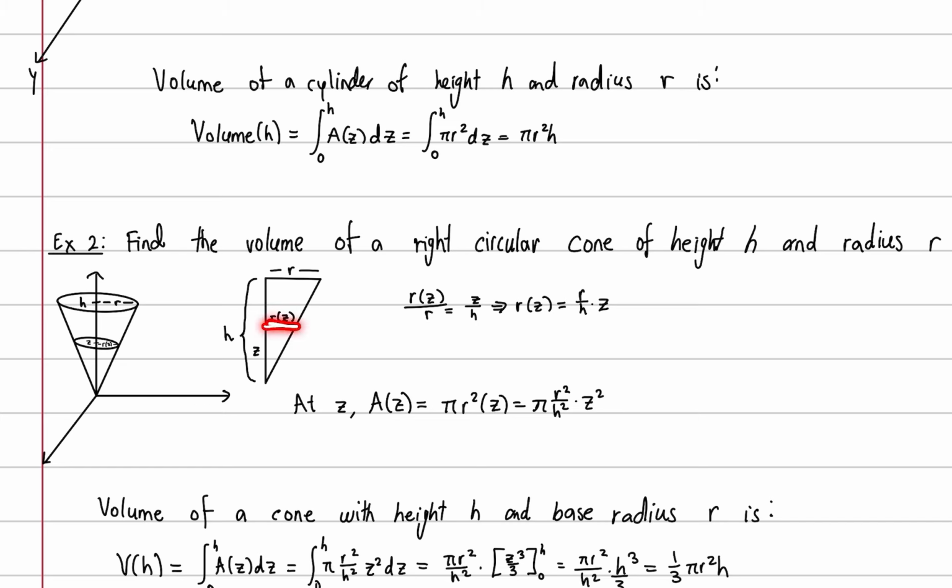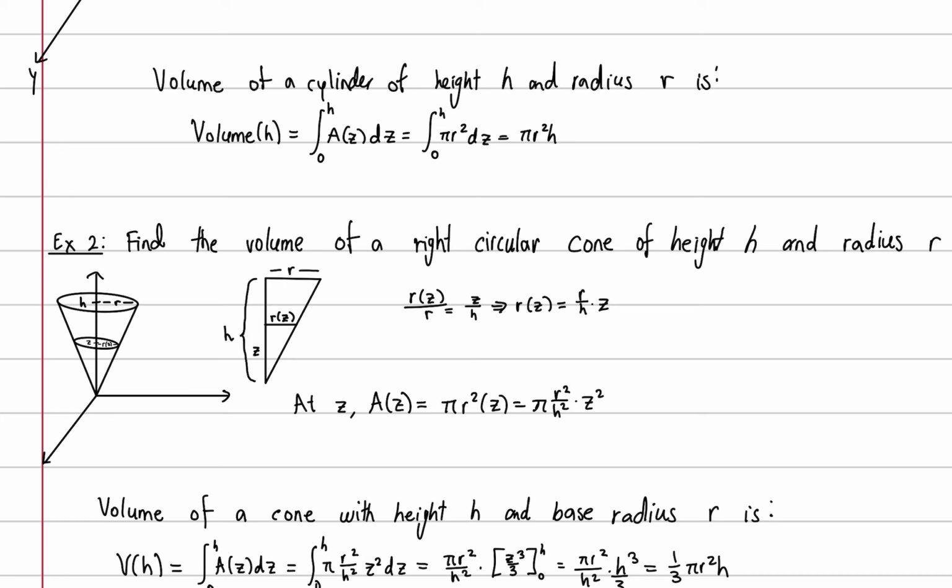This is r of z, the radius as a function of z. This is r and this is h. By similarity, we have this relation. And of course, we can solve for r of z by multiplying, and we get, believe it or not, a linear relationship. So our radius is now a function of only z.